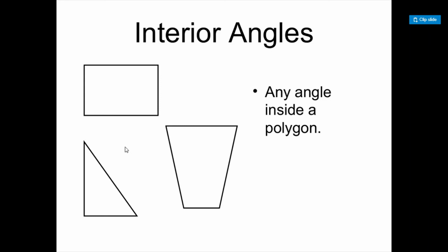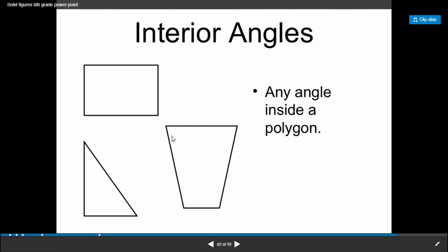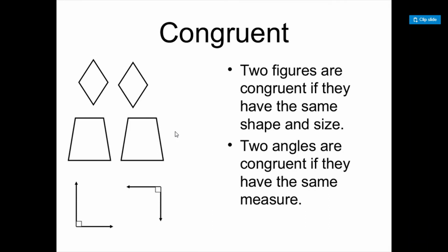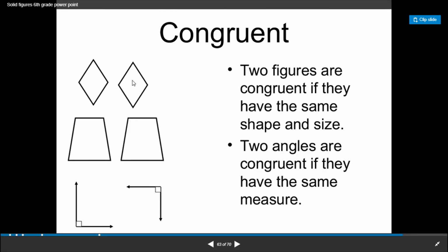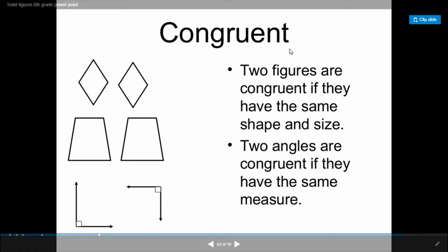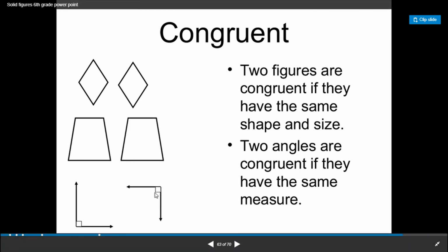We have also interior angles, any angle inside a polygon. So this one is an interior angle. Congruent: two figures are congruent if they have the same shape and size. Once they are the same, they are identical, and we can say that these shapes are congruent to one another. Two edges are congruent if they have the same length or measure. Two angles are congruent if they have the same measure.